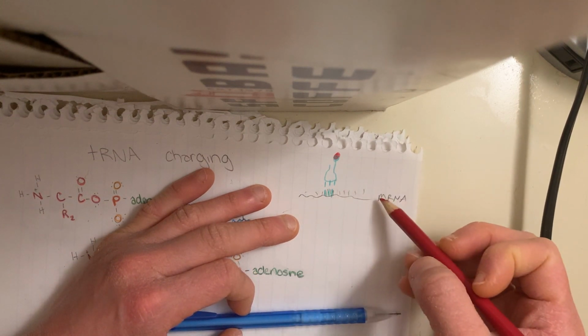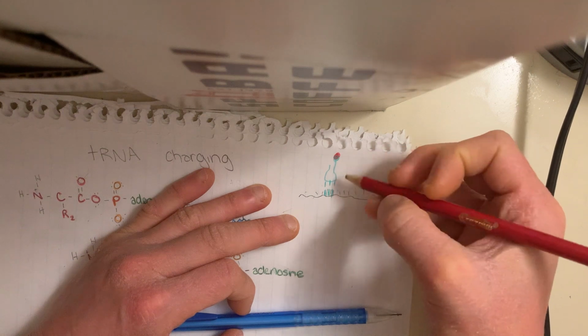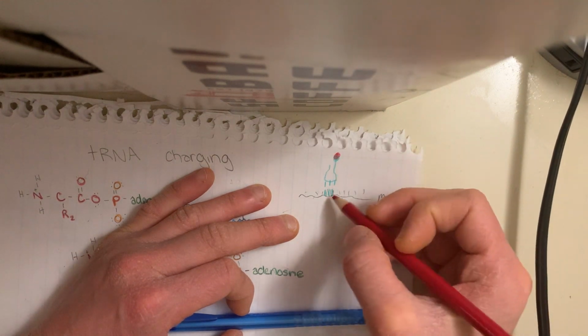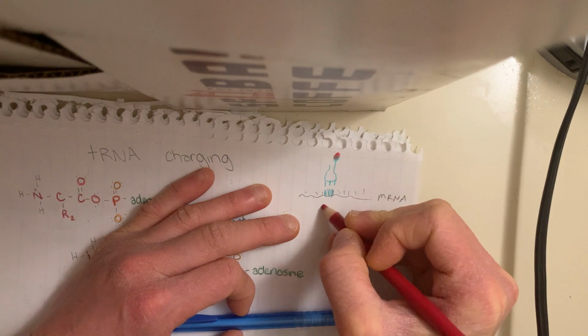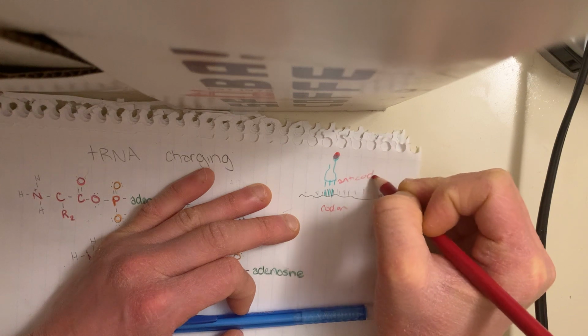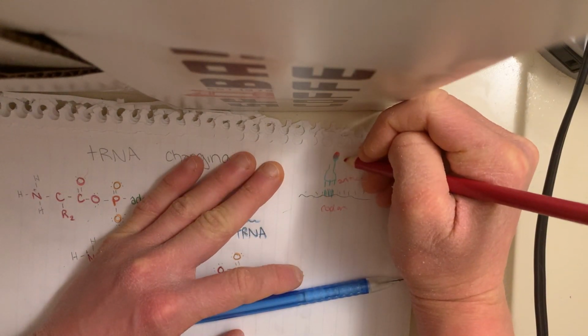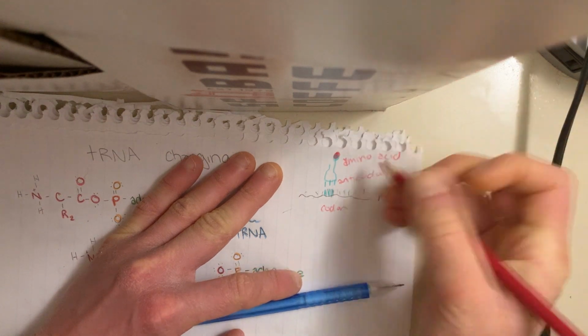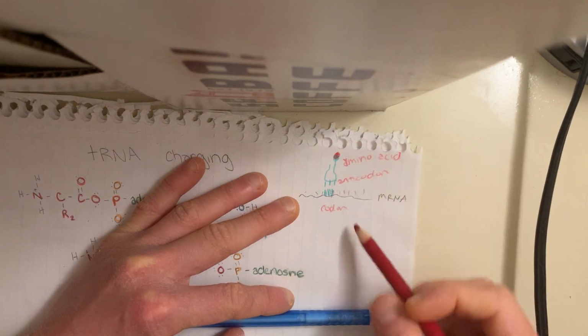So the mRNA is specifying the sequence. The tRNA has the matching anticodon with the corresponding protein letter. So this is the codon in the mRNA. The anticodon is part of the tRNA. And then this is the amino acid to be added. And all of these have to match. And this is how you get the specificity.